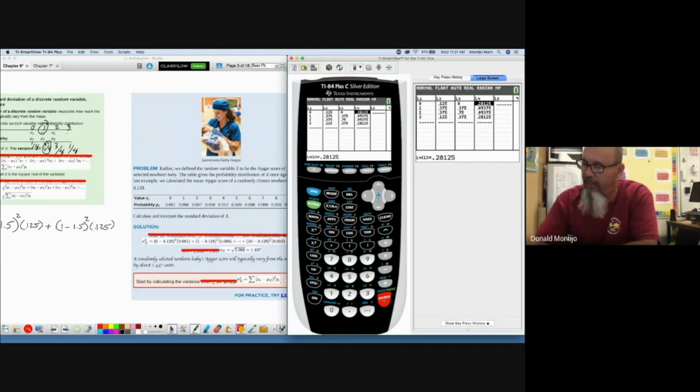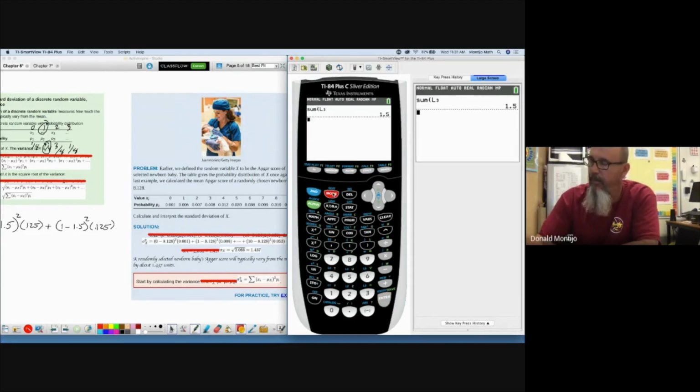So let's go back to the main screen by quitting. Now I just need to add it up. Where do I find sum? My preference is to go to catalog, then go to the T's and up a couple until I find the word sum. The calculator asks what I want it to add. I would like it to add what's in list 4. So I go sum L4, enter, and it does it all for me.